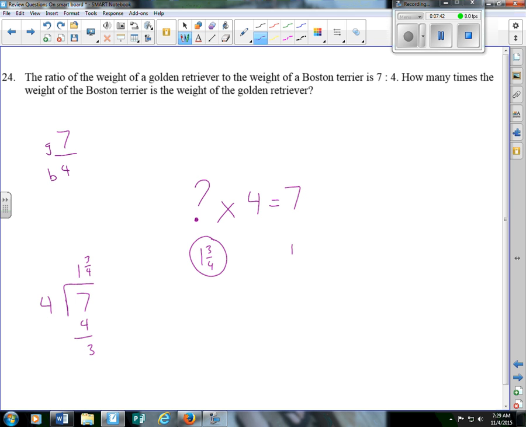Now I would check it. 1 3/4 times 4 equals 7. That's what we're trying to get. So around the clock, change to an improper fraction. 4 times 1 is 4, plus 3 is 7/4 times 4 over 1. And remember, be lazy on this. Cross cancel. 4 goes into 4 once. 4 goes into 4 once. We get 7, and that checks out.